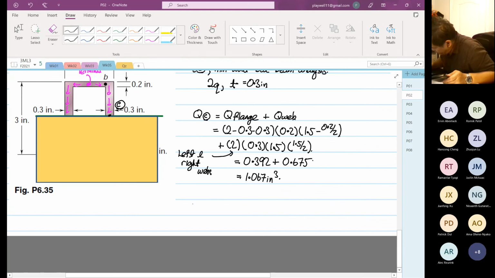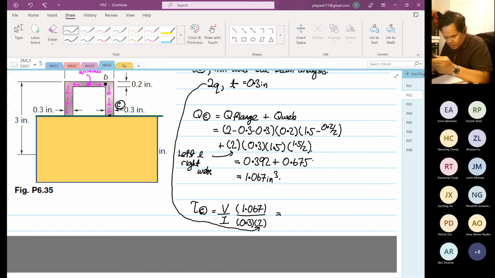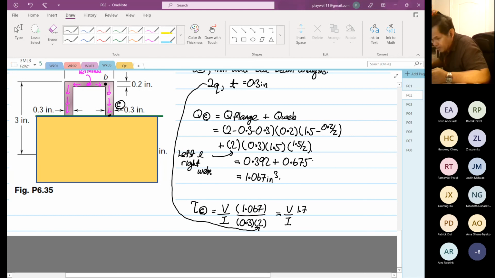So the shear at point C is equal to V over I. Q is still the same thing. Thickness is 0.3. And then you have to divide by 2 because of 2Q. Okay. So this is equal to 1.067 divided by 0.3 divided by 2, which is equal to 1.778, V over I. Okay. So we will come back to shear stress at point C later on. Just hold this value.